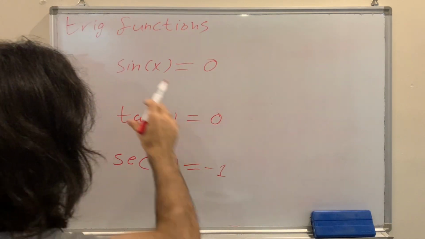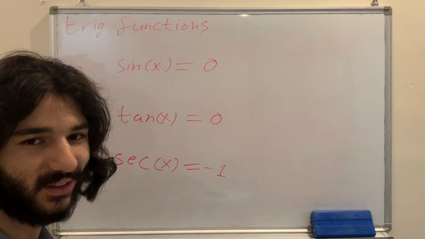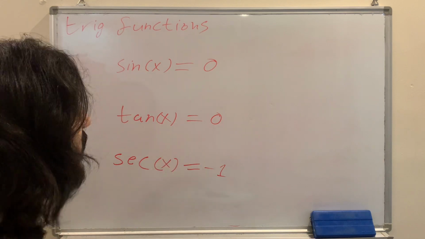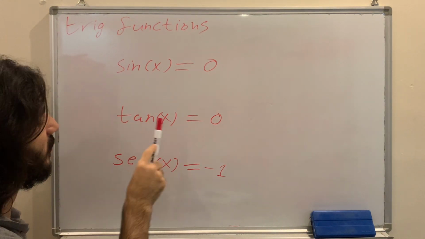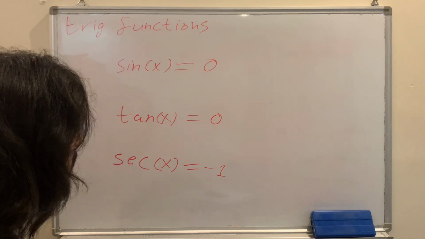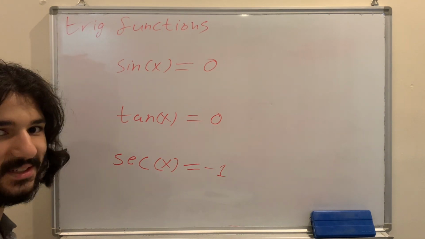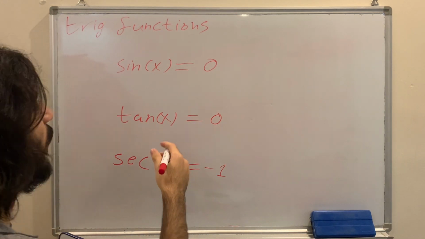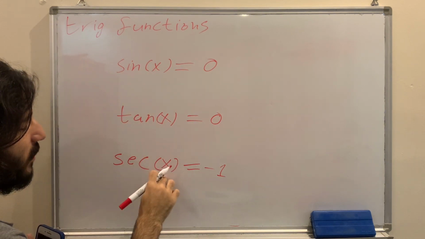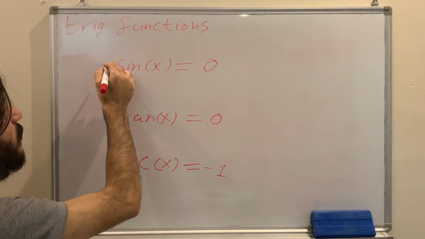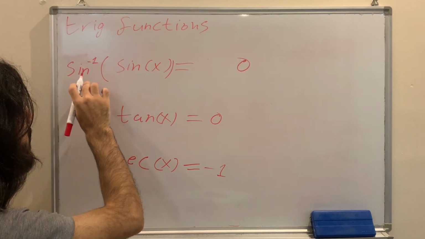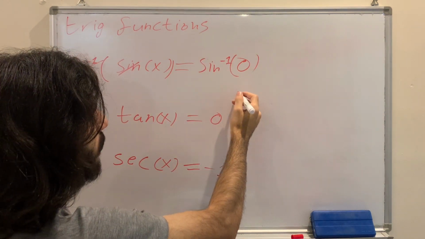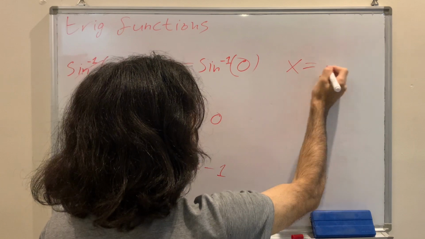Now we move on to the trigonometric functions. Those are fun, they're simple, and they can be very annoying at times, but they're not in here. We have sine of x, tan of x, and secant of x. These are very simple because you have the arcsine and the inverse functions. If you want to isolate x in each one of them, we take the inverse. So for the first one, sine of x, we can just take sine inverse of sine of x, and the sines would cancel out. And you'd get sine inverse of 0, which is just x equals 0.